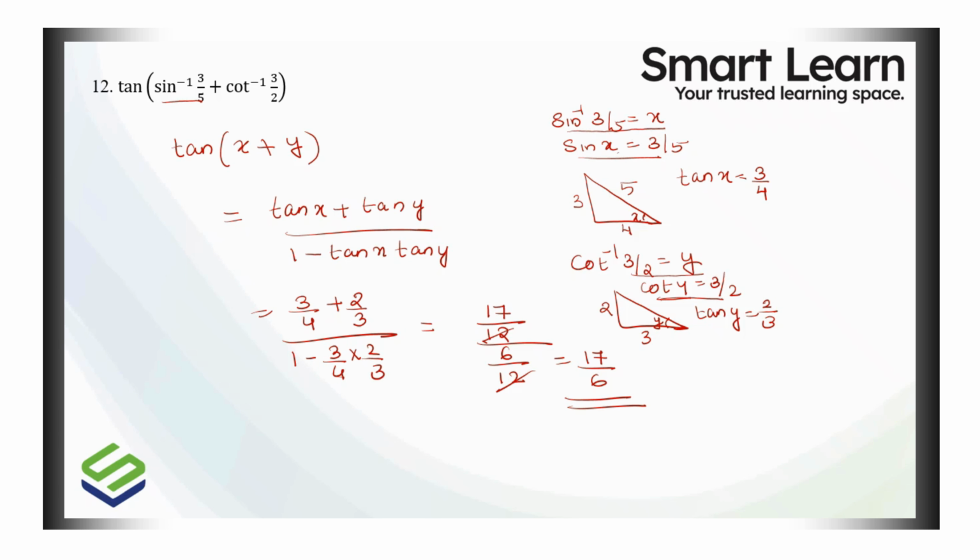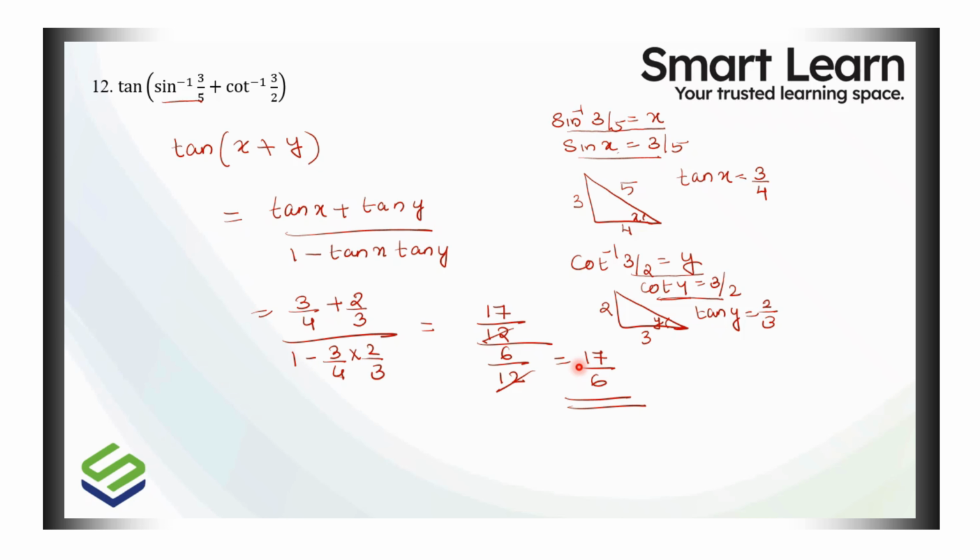Okay, next question. Tan of sine inverse of 3 by 5 plus cot inverse of 3 by 2. So I have to do something, then I can use the tan of x plus y formula. So I will take sine inverse of 3 by 5 as x. So sin x is 3 by 5. By this I will draw a triangle. So for x, the opposite side is 3, the hypotenuse is 5, so the adjacent will be 4. So I can take tan x as 3 by 4. Now cot inverse of 3 by 2 is y, that is cot y is 3 by 2, so tan y will be 2 by 3. Now you substitute here: tan of x plus y is tan x plus tan y by 1 minus tan x tan y. So by substituting you will get 17 by 6.